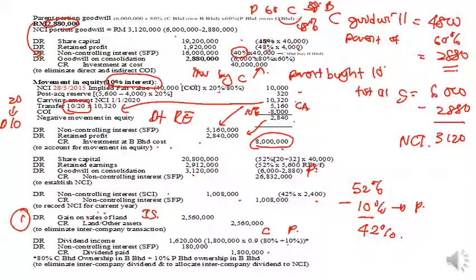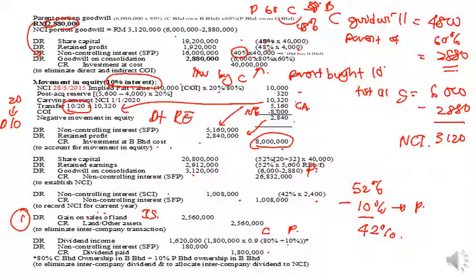Goodwill is from here, the one that you calculated here, and then credit investment at cost of 40,000. Okay, that is what you have. 40 million. Investment at cost here is 40 million. Okay, we look at this 40 million. This 40 million comes from investment by C.